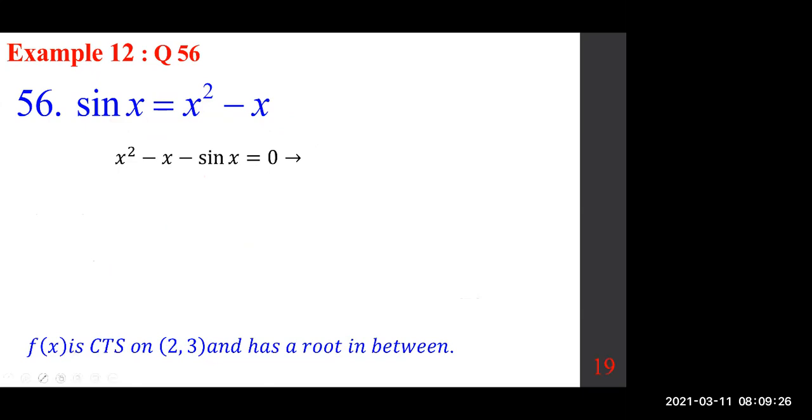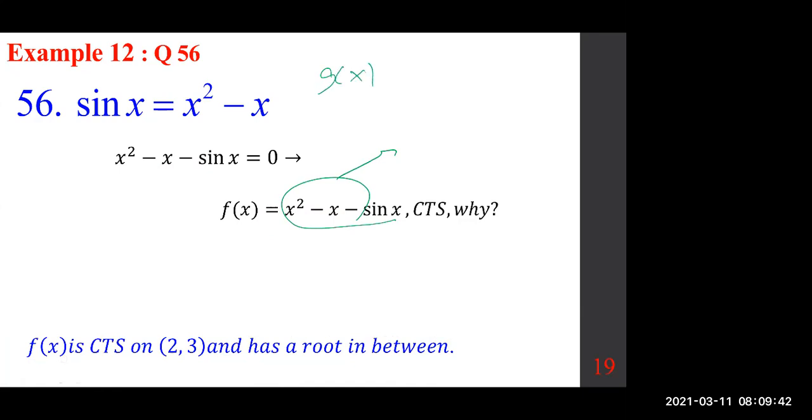So f of x is x squared minus x minus sine x. If you said it's, let's call it g of x, and you said it's sine x minus x squared plus x, that means if you moved it to the other side, it doesn't matter, it still gives you the same thing. This is a continuous function because it's a combination of a polynomial function and a sine function, and therefore it's continuous from negative to positive infinity.